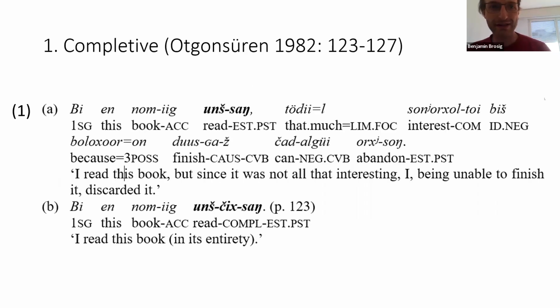So let's look at examples from the literature. Here we see a constructed example from Ottkonsurin, where you can say, I read the book, but I didn't finish it because it was not interesting. Here you could not use chich, while if you have the same sentence with chich, it implies that you read it through. And here I tried to confirm this with informants, which they did.